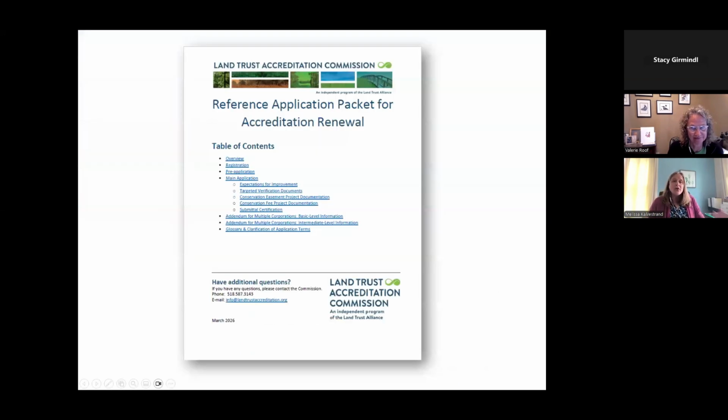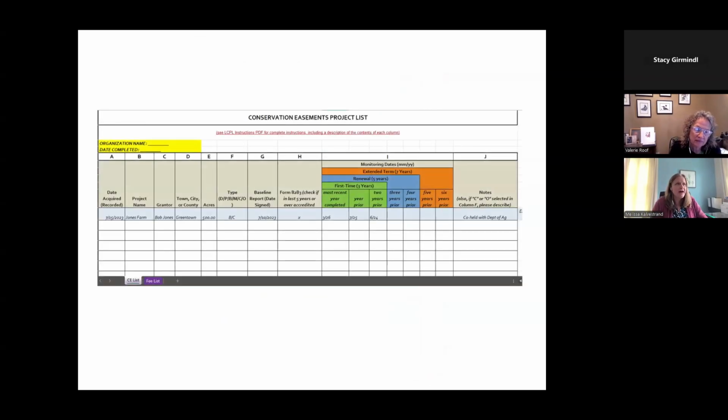So again, for those of you thinking about those 2027 applications, there are a couple places where we have made some modifications. So please do go to our website. We have all of these materials in terms of the reference application packet. We have updated the land conservation project list to take some of those advisory transactions that took up a lot of space and didn't apply to most organizations, and now that is built into the pre-application stage of things.